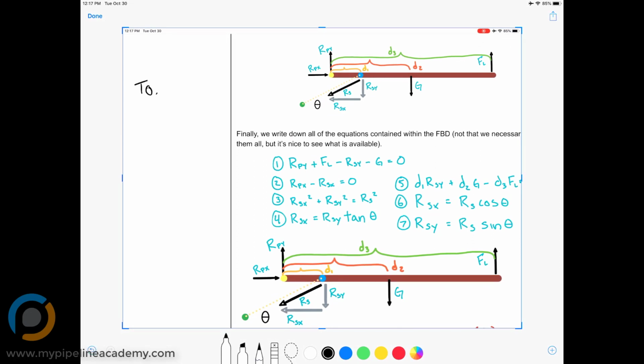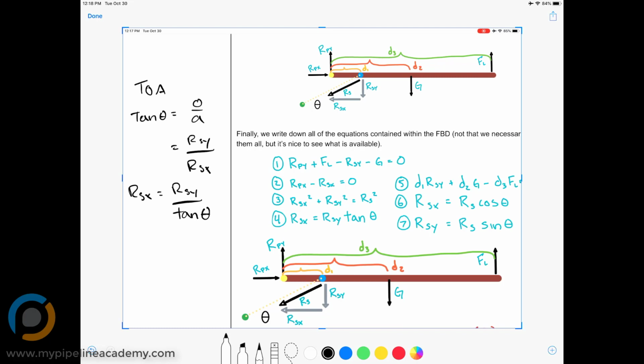So let's see, we're doing SOHCAHTOA. That says tangent theta equals opposite over adjacent. Our opposite is RSY. Our adjacent is RSX. So RSX equals RSY over tangent theta. And I have RSY times tangent theta.